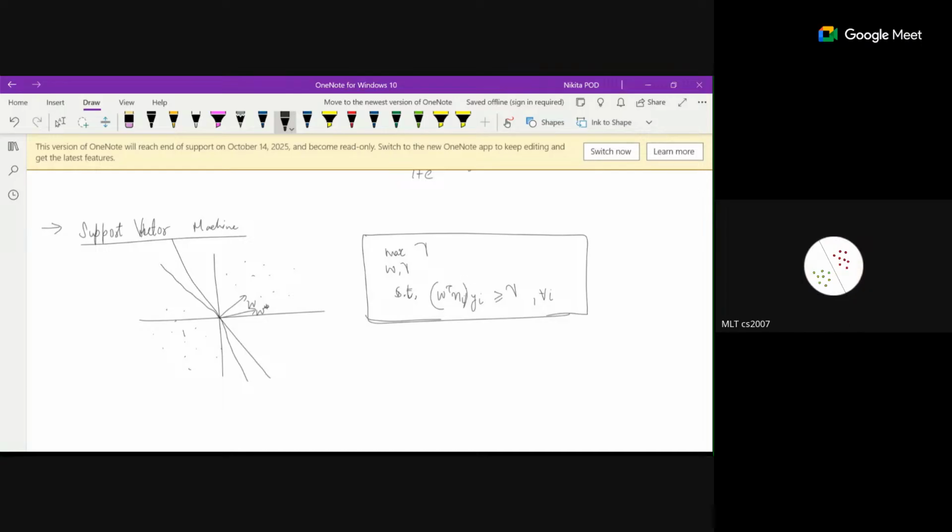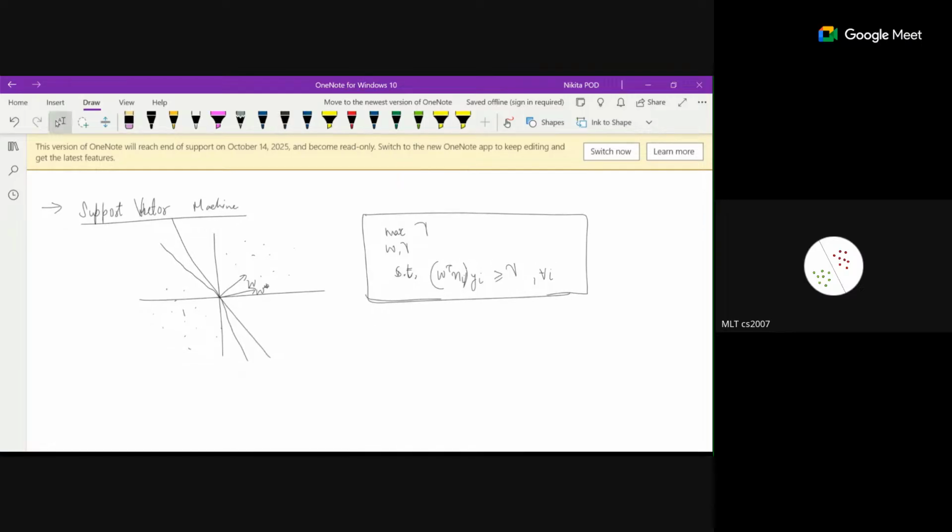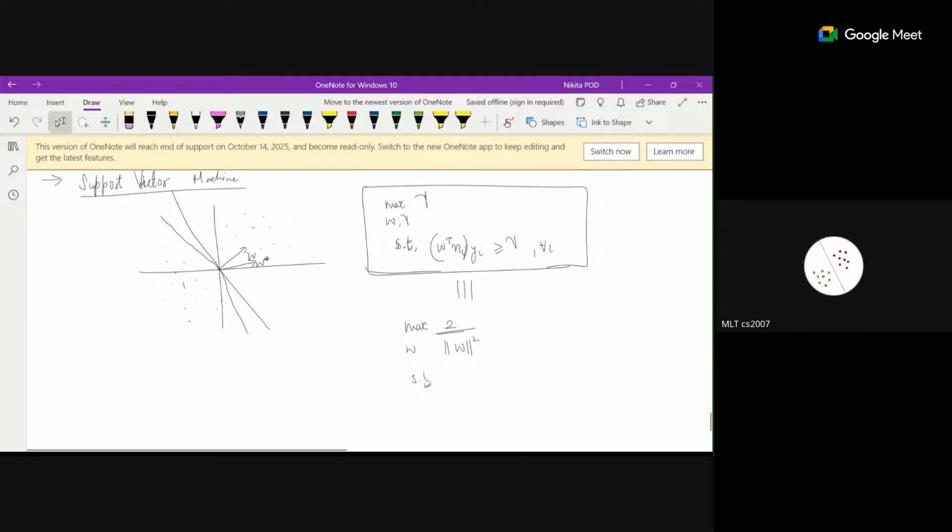I am not going to do the maths here because we have already done it earlier. What we know is that this margin is equivalent to maximizing 2 divided by norm of W square, subject to the constraint W transpose xi yi greater than or equal to gamma. Which is also equal to minimizing norm of W by 2.